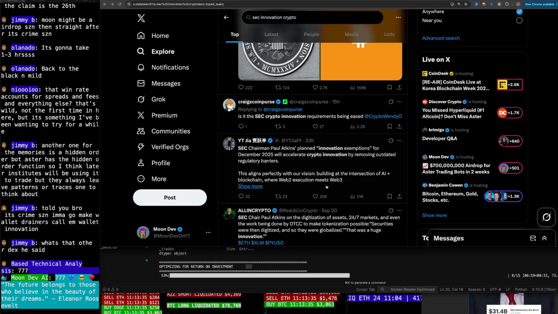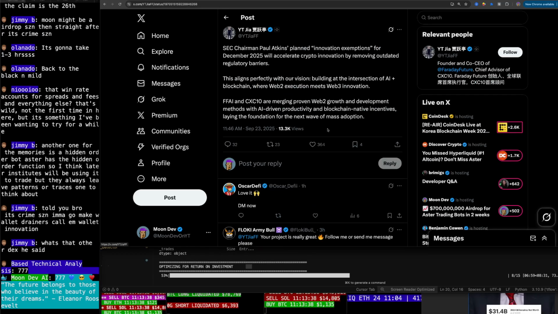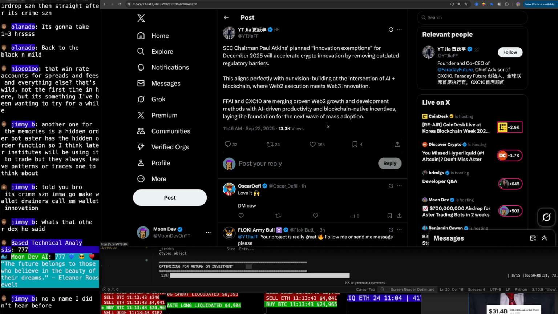SEC Chairman Paul Atkins planned innovation exemptions for December 2025 will accelerate crypto innovation by removing outdated regulatory barriers. This aligns perfectly with our vision, building at the intersection of AI plus blockchain, where Web 2 execution meets Web 3 innovation. FFAI and CXC10 are merging proven Web 2 growth and development methods.